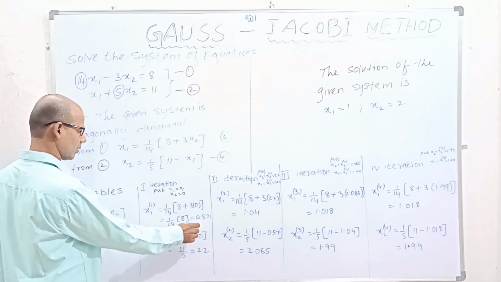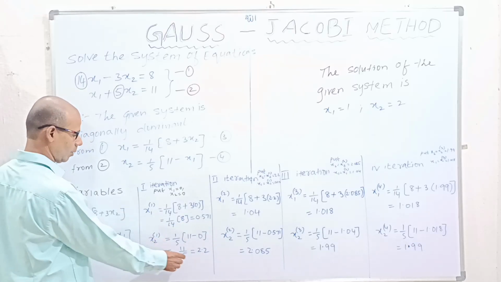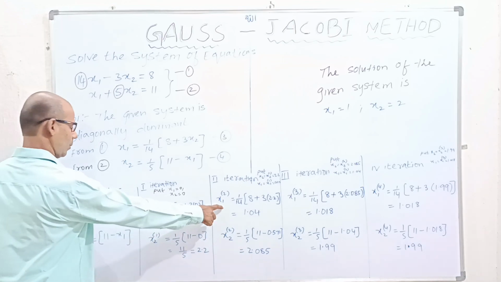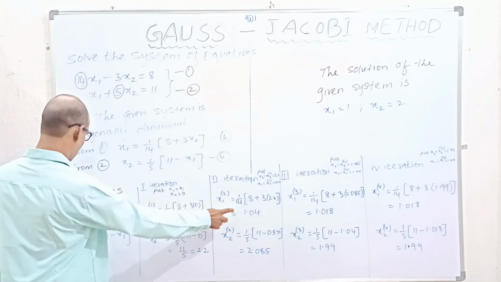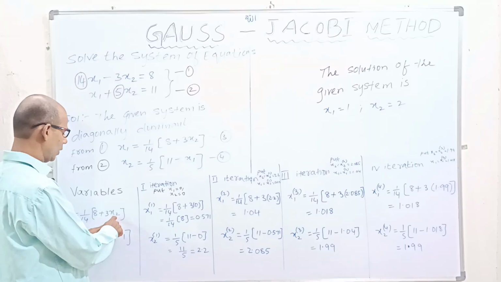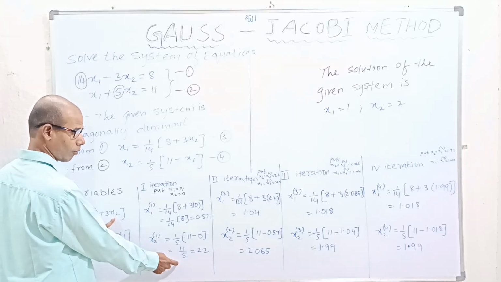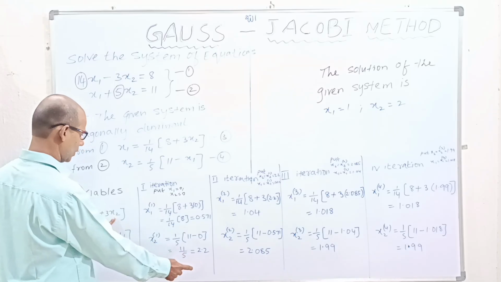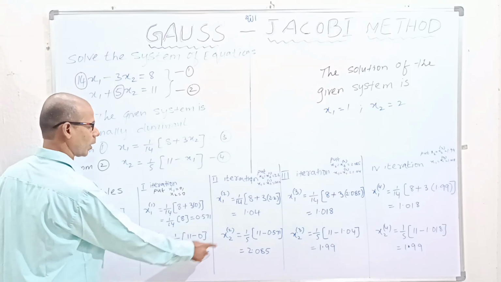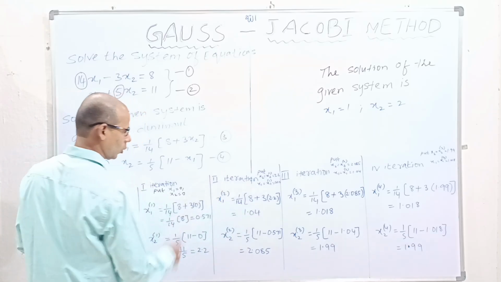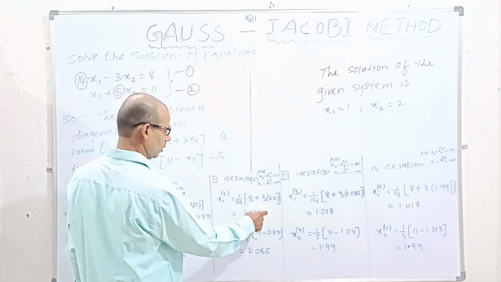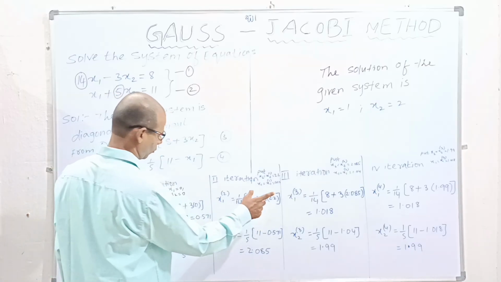That means x1 will be taken as 0.571 and x2 will be taken as 2.2 in this equation, right? So same equation, x1 is equal to 1 by 14 into 8 plus 3 into x2. Instead of x2, we have to take the value from the first iteration, so we will put 2.2. So that is 3 into 2.2. On simplifying this, we will get 1.04.